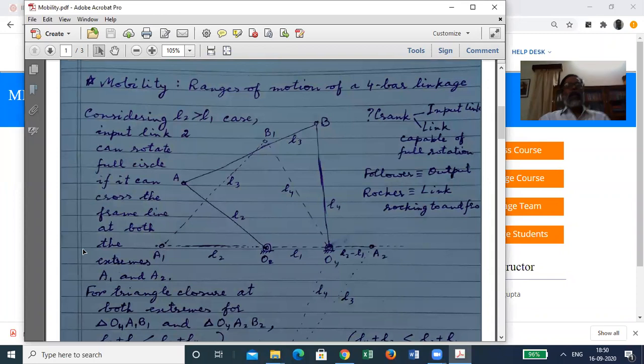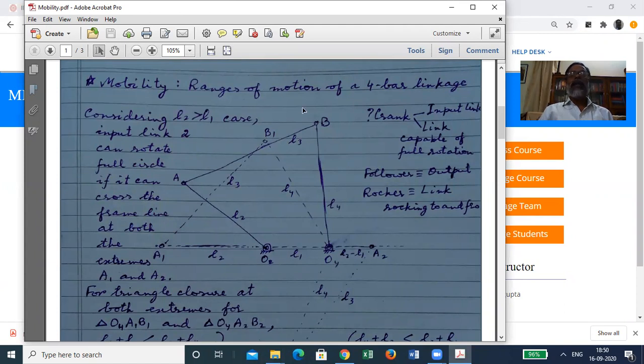Yes. So we will discuss mobility. One aspect of mobility, that is degrees of freedom, we have already studied in the last lecture, and now we will study ranges of motion.